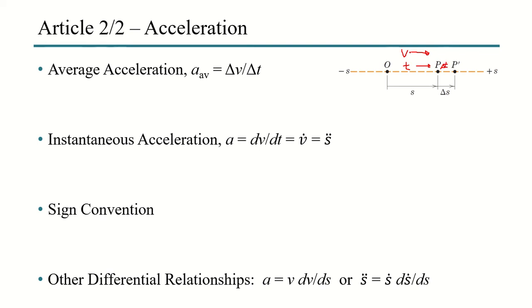Of course, there would be a change of the velocity from this point to that point, and we can call it delta v. So to find the average acceleration, you just divide delta v by delta t. So you have now the average acceleration.